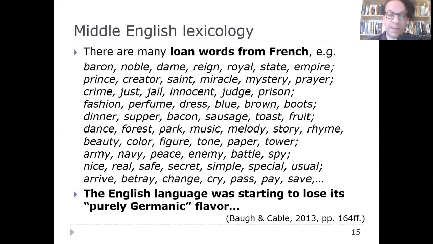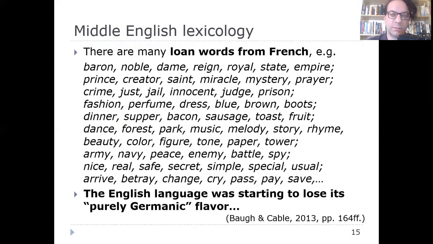In the book by Baugh and Cable, you have really pages of lists of these kinds of words. Most of the things here that you see are nouns. So if you look at just my little list here, in the first line you see some loan words that have to do with the ruling class itself, with power, let's say, right? So the words baron, noble, dame, reign, royal, state, and empire come from French. Then in the second line, you see words that have to do with religion and with the church.